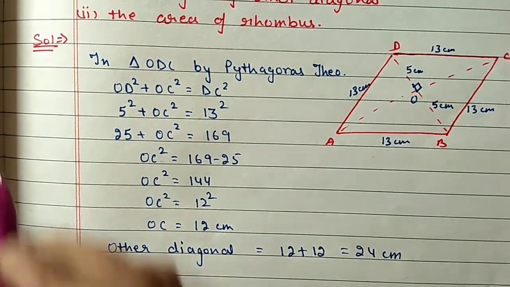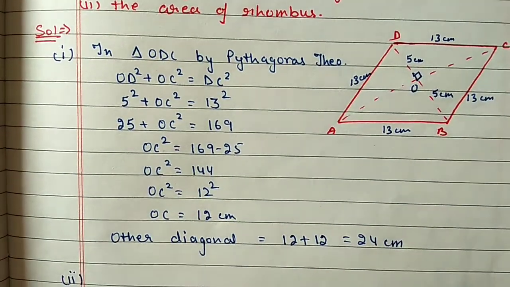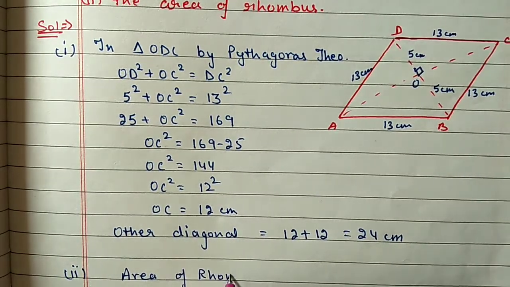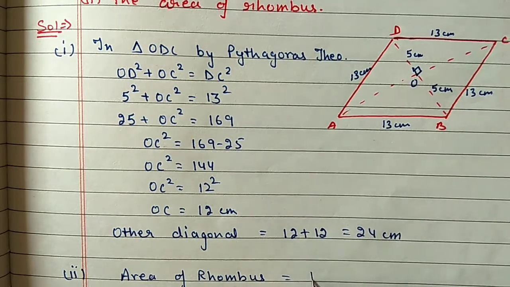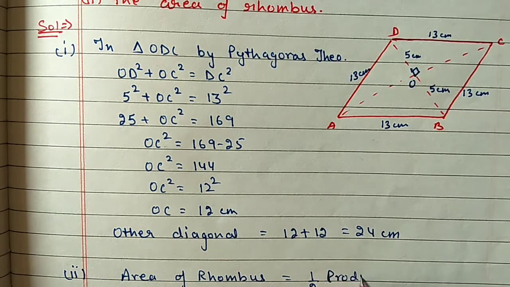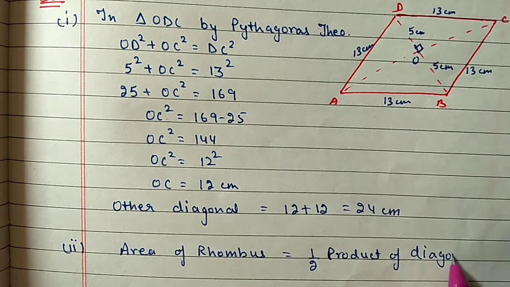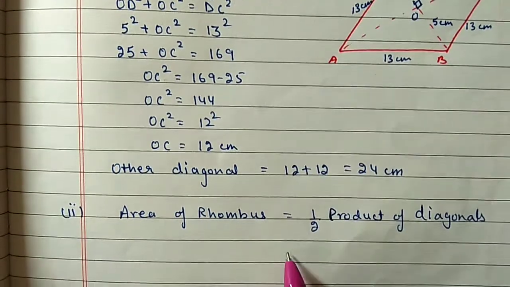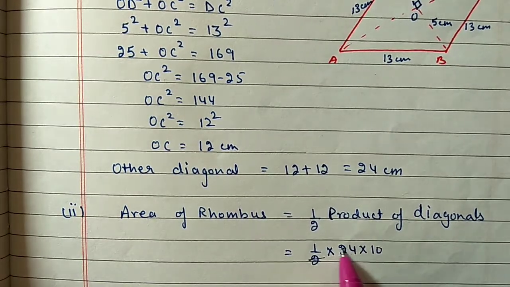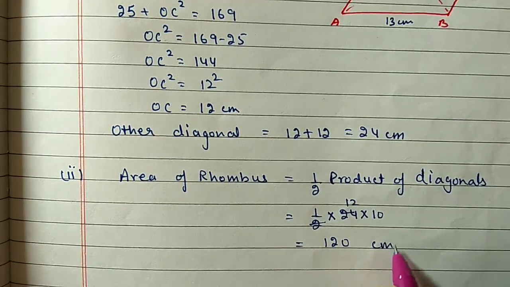And second part, this was the first part. Second part we have to find out the area of this rhombus. So area of rhombus is equal to, now we have both the diagonals, we can use formula half product of diagonals. So one diagonal is 24, another diagonal is 10. Can cancel out, then we will get 120 centimeter square.